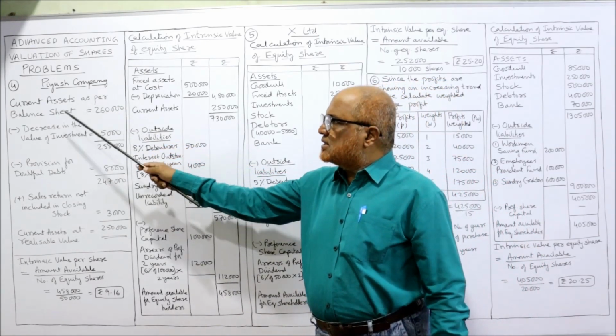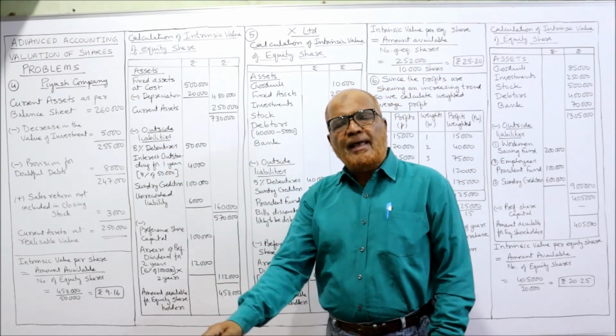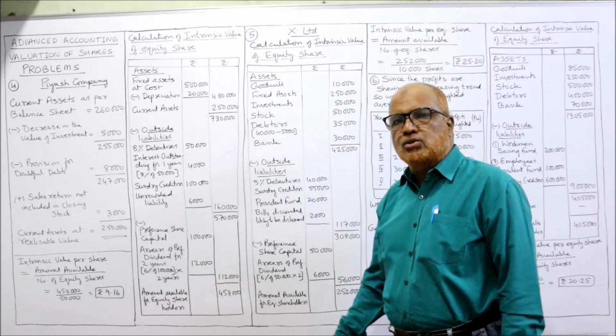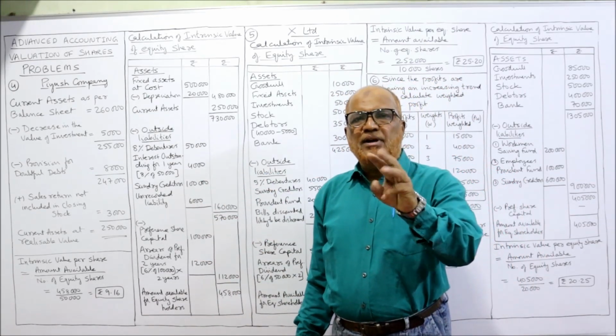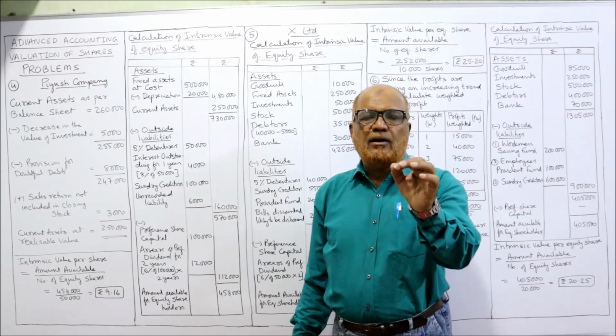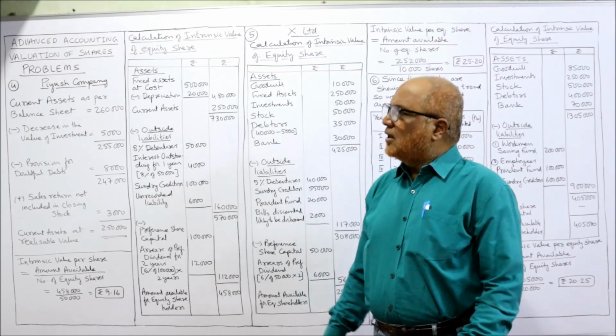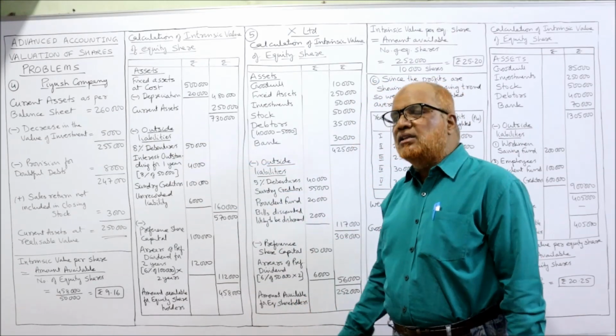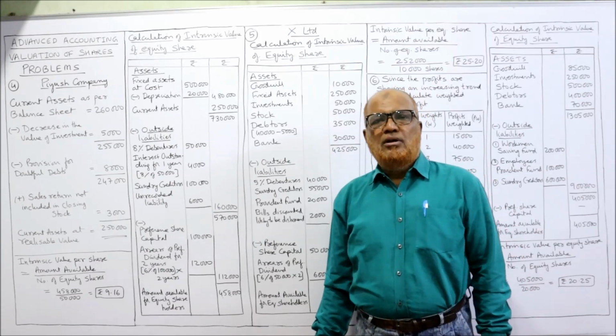Piyush Company current assets as per balance sheet. In the balance sheet, current assets are given 2,60,000. Now 3 adjustments we have to make to find out the correct current assets. The first adjustment is decrease in the value of investment.